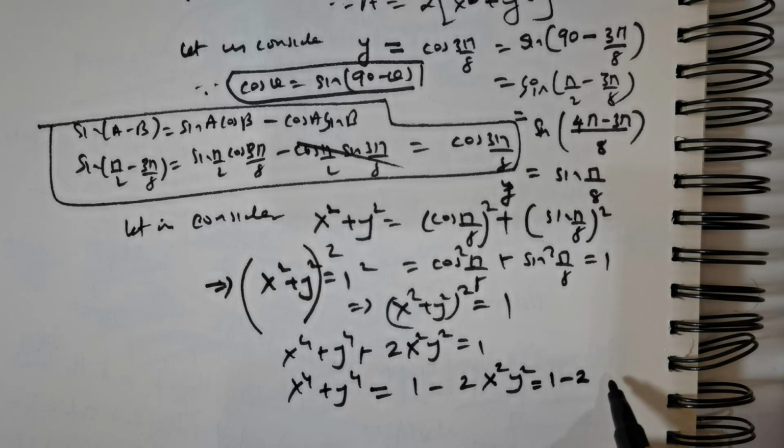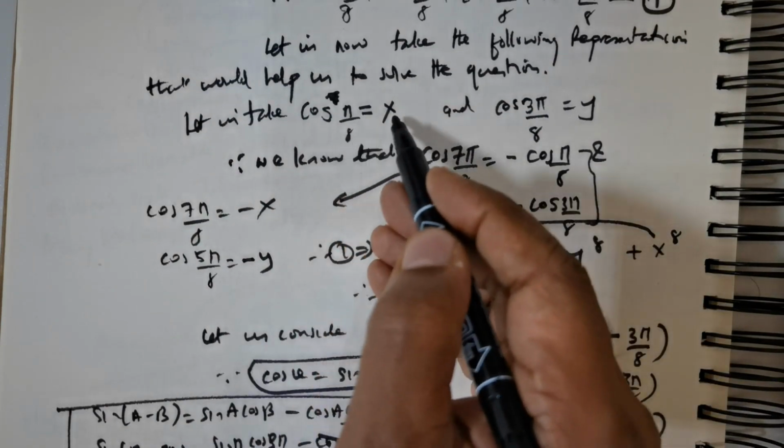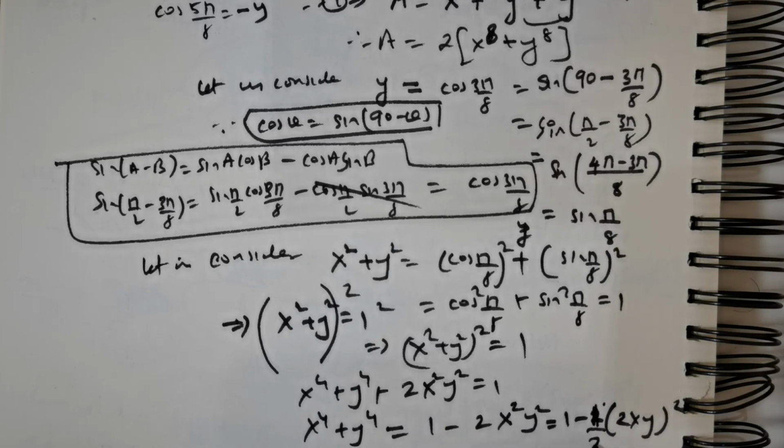Now can I rewrite this as 1 minus 2 times? I would like to rewrite this as xy raised to the power of 2. So that would give us just cos pi over 8 and sine pi over 8, right? So I will place a 2 there, so that will become 2 squared. I don't have to place this 2 here, because 2 squared is 4, I got a 2, so I will just place 1 over 2 here.